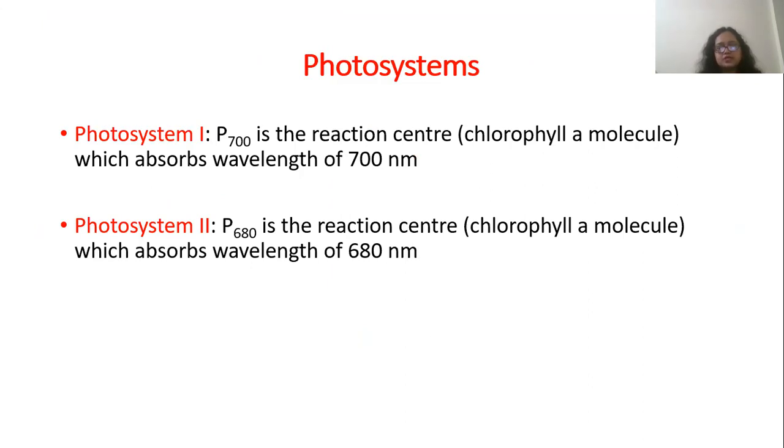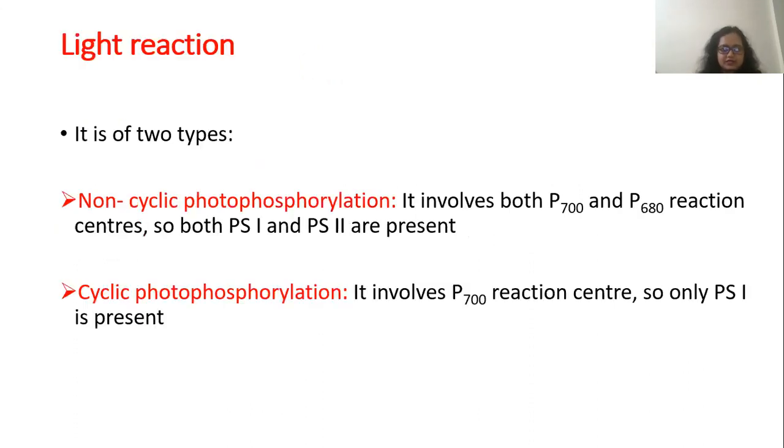Now, these photosystems one by one we will study. Photosystem 1 contains P700 as the reaction center, a chlorophyll A molecule which absorbs a wavelength of 700 nanometer. Meaning, in photosystem 1, the chlorophyll A molecule working as a reaction center absorbs light at 700 nanometer. In photosystem 2, the same chlorophyll A molecule is now absorbing the wavelength of 680 nanometer, hence called P680 as a reaction center.